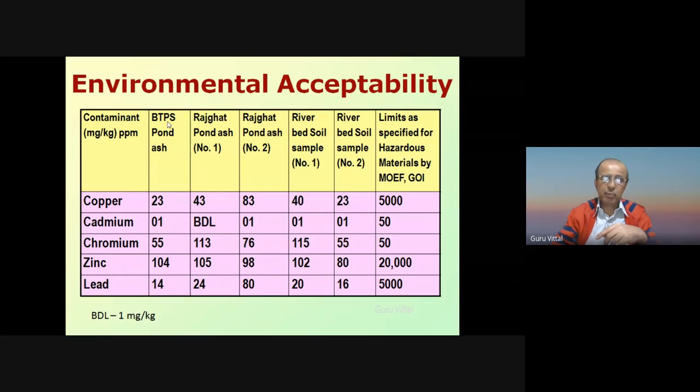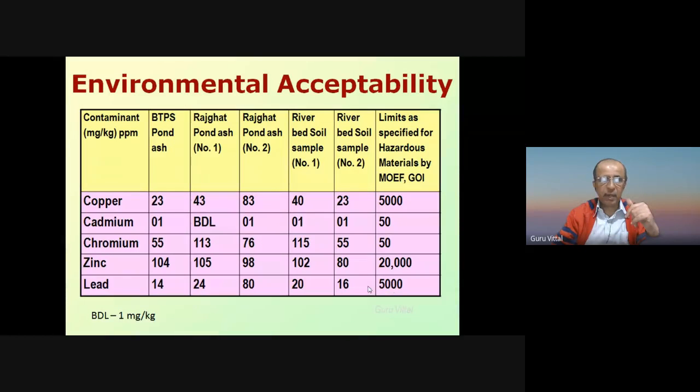BTPS means Badarpur Thermal Power Station, and there is Rajghat Power Station, and this is the soil. You can see that the concentration of the different types of heavy metals in the ash is almost the same as the concentration of those heavy metals in soil. In some cases, you can see that even in the soil itself, the concentration is more than in the ash. And everywhere, maybe except chromium, it is much lesser than the limit specified by the Ministry of Environment and Forests.